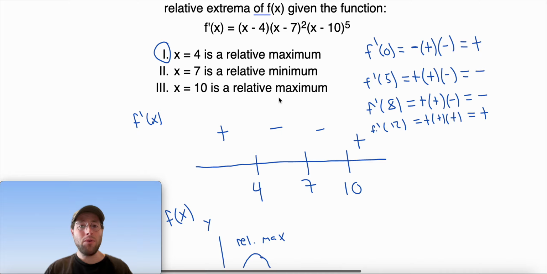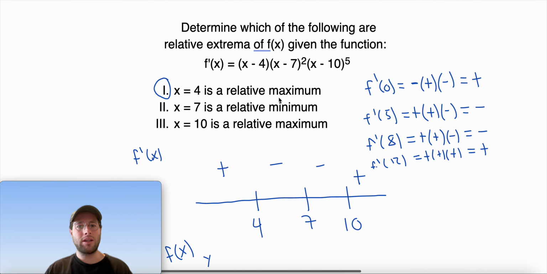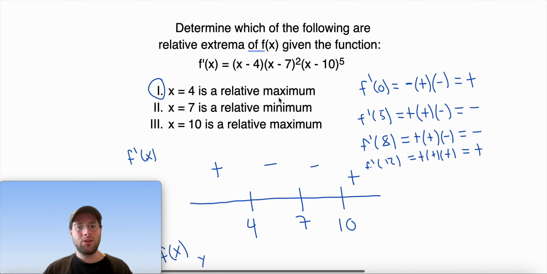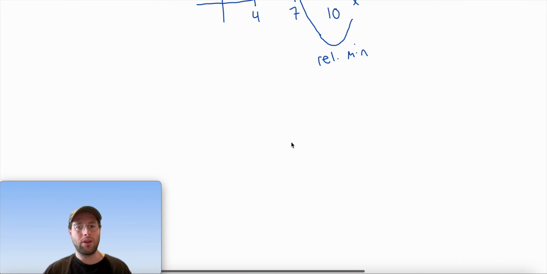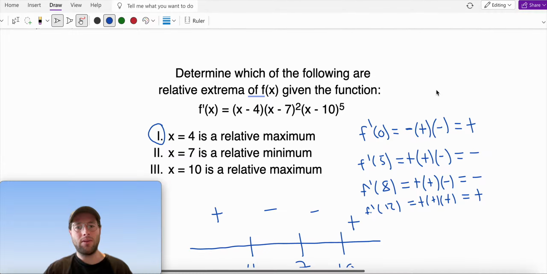Okay, so that was the first approach to doing this problem. I'm going to do it one other way real quick. So let's go through that. I'm going to write out this function f prime of x down here. So we have the function again, f prime of x equals x minus 4 times x minus 7 squared times x minus 10 to the 5th.